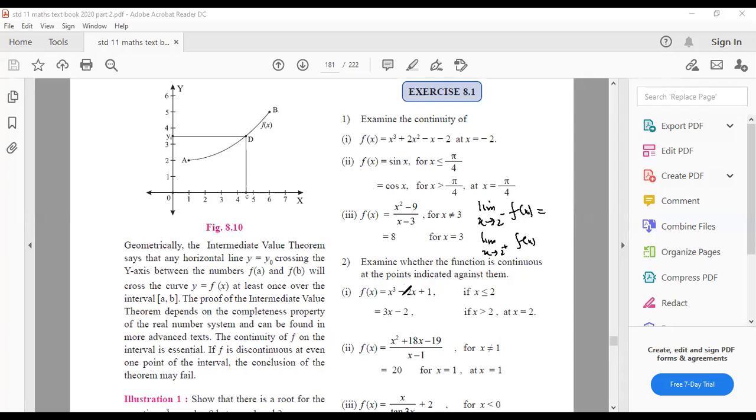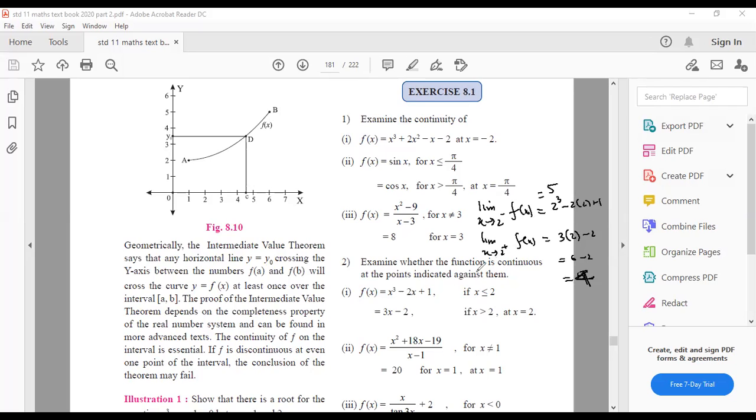Tell me the left hand limit, how much will be the answer? Directly substitute. No, it is not 0 by 0, so direct substitute. Okay. So 2 cube minus 2 into 2 plus 1. How much did it become? 8 minus 4, plus 1. So 5. Yeah, 5. And calculate the limit for the right hand limit. x more than 2, what is the limit? 3 into 2, 6, minus 2. How much did you get? 4. Yeah. You got 4. Not equal.